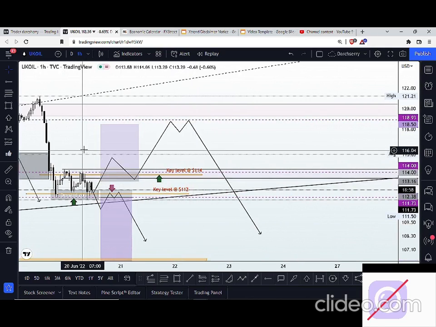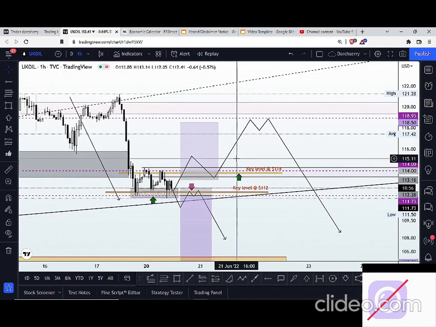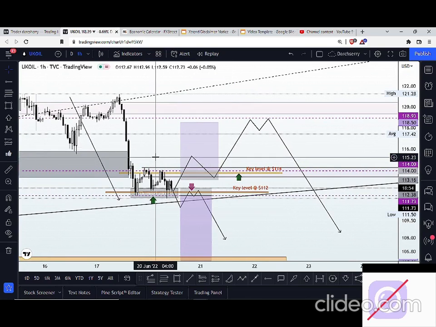So let's see how price plays out as we head into the New York session, and be ready and cautious to take advantage of whatever move happens. Please remember that after a signal is formed, don't get too excited and join the train. We want to wait for confirmations to be sure that price is moving in the direction the signal has projected.